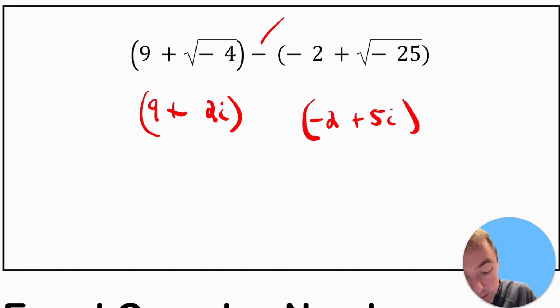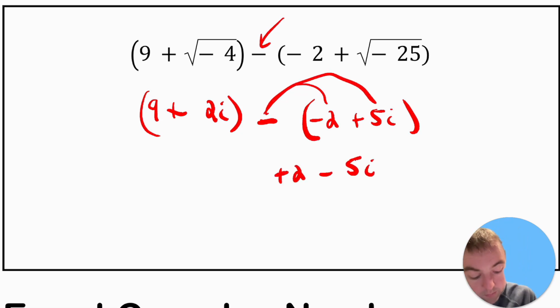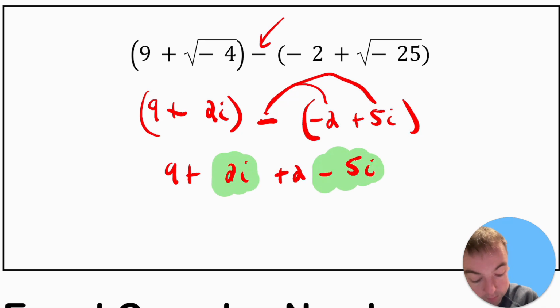So the operation that we're doing with these two complex numbers is we're subtracting them. So that subtracting, right, has to distribute. So that means you're going to end up actually adding the 2. And then subtracting a positive means you're actually going to subtract the 5i. And then from there, you just need to combine the like terms, right? So the 2i and the negative 5i could go together.